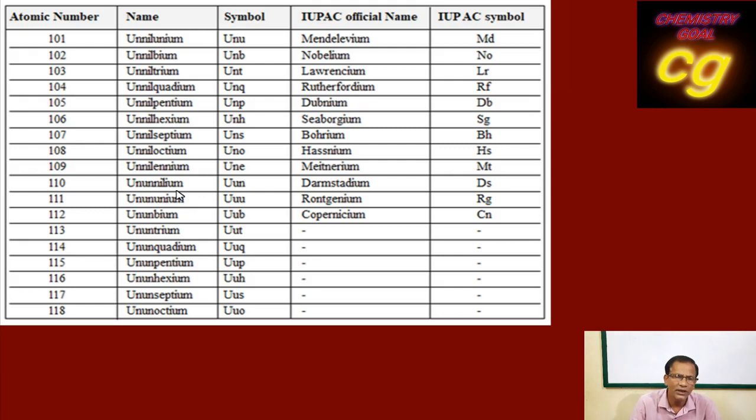Then another thing that is very important is how to know the position of elements in the periodic table. The position means in which group, which period, and which block it is present.